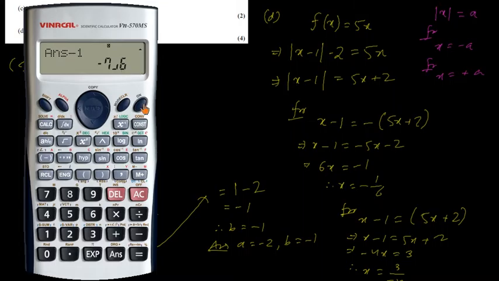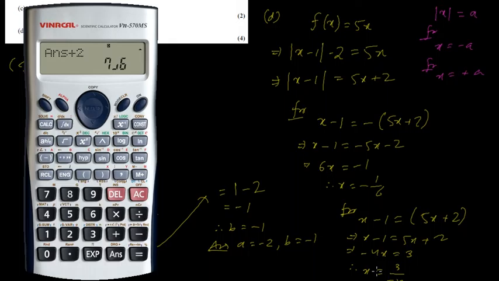So on the left hand side we have 7 by 6. So now let's check the right hand side. So 5 into minus 1 by 6 is minus 5 by 6. And then on the other side we have plus 2. So this is 7 by 6. So the left hand side is 7 by 6 and the right hand side is 7 by 6. So x equals minus 1 by 6 would be true.